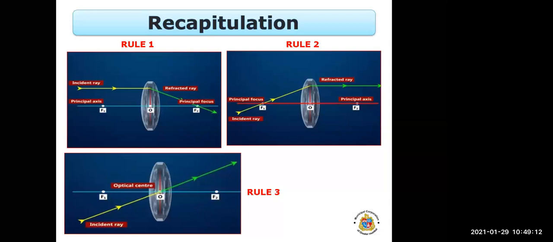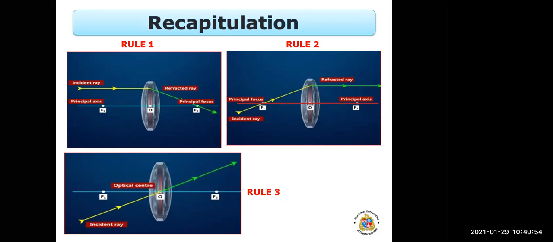Rule 2 is that if the incident ray passes through the principal focus, you can see from F1 the incident ray is passing. Now in this case, whenever the incident ray passes through the principal focus, then the refracted ray is parallel to the principal axis. You can see the refracted ray which is parallel to the principal axis. So always remember, for any object, if the incident ray is passing through the principal focus, then surely and definitely the refracted ray will be parallel to the principal axis.